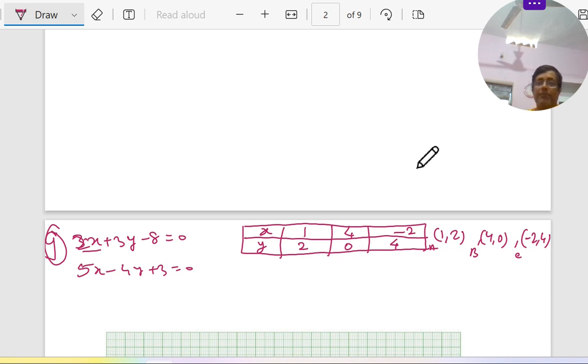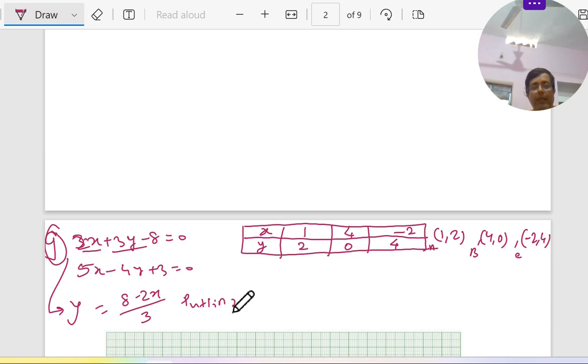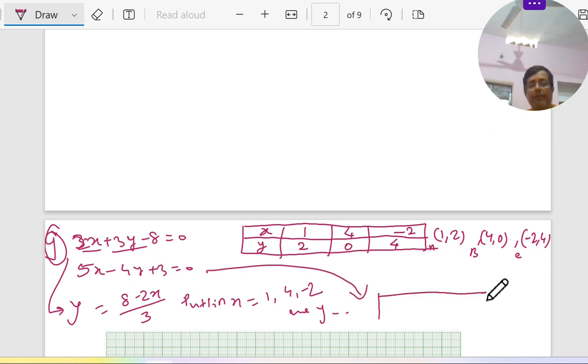One more thing: we also have to write the process of finding these. For that, we find the value of y, and we write from equation number one, y is equal to (8 minus 2x) by 3. After that we write, putting x is equal to 1, 4 and minus 2, we get y is equal to this, and we plot this in this way. For the second equation also we will do the same way. We will make a table and we will solve that.